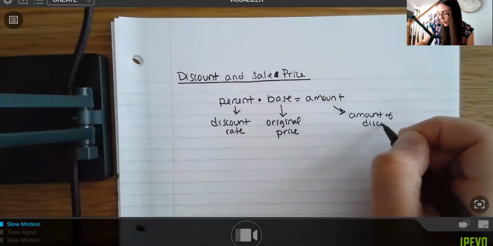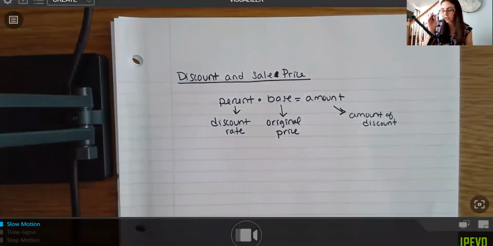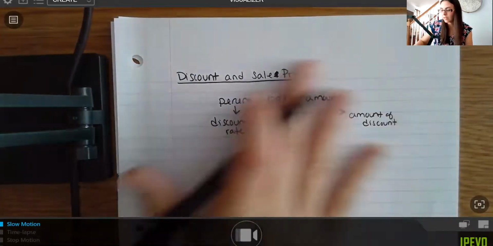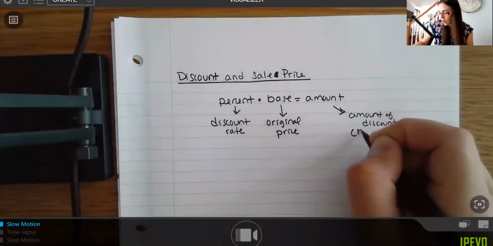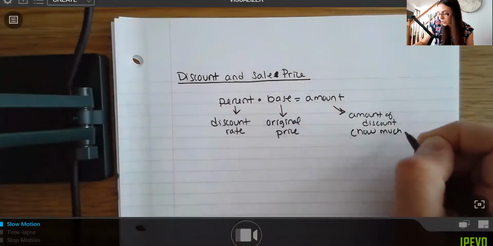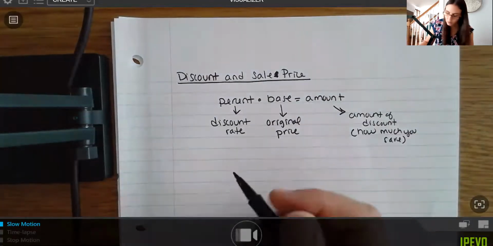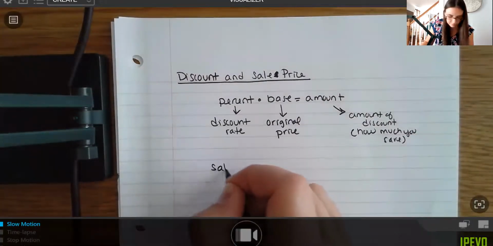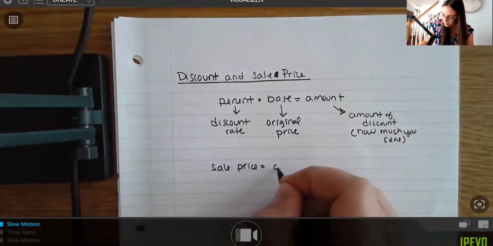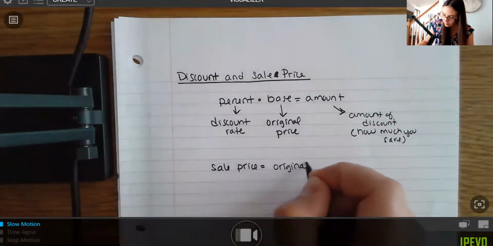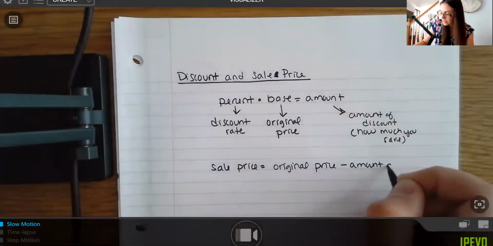Now, there's a few different ways to find the sale price of an item. So I'm just showing you one way. There's obviously different techniques too. But if we do it this way, the amount that you're getting is the amount of the discount. So it's how much you save. It's not the total final price. So your sales price, or sale price, is the original price minus the amount of the discount.